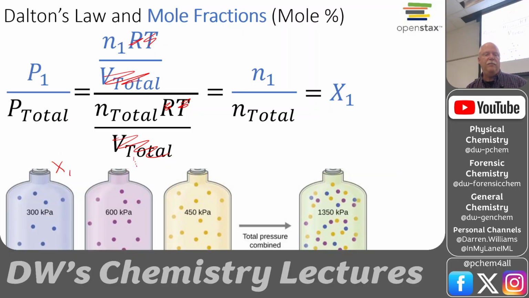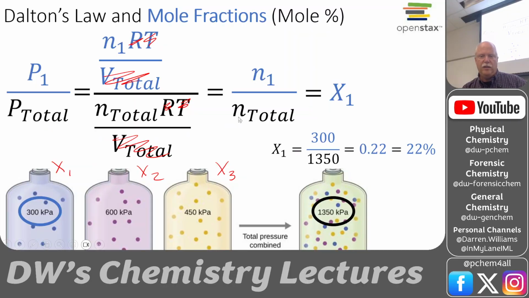And then if we did the same thing for gas number 2, we'd have X2. And we did the same thing for X3, we'd have X3. And then in the end, these would all add up to 1 because these are all like some small percentage of this. So let's say this was, well, we could add it up. Let's see. So this 300 divided by 1350 is 0.22 or 22%.